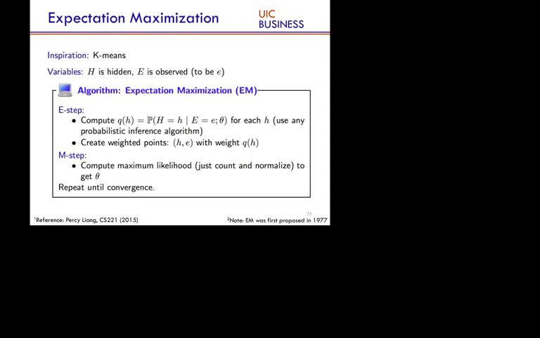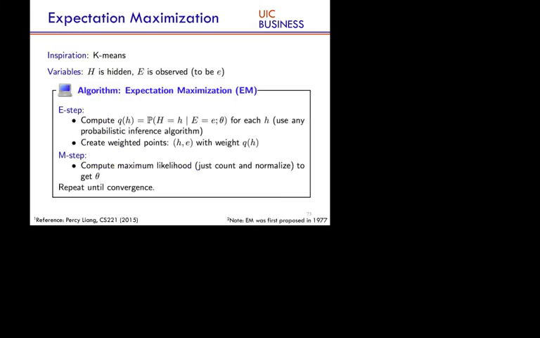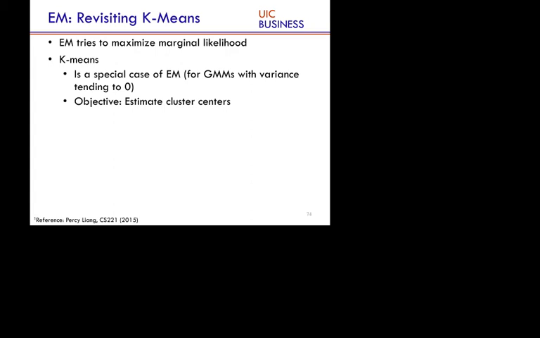Why is Q of H required? Because with Q of H, I can actually find the joint probability. Given the marginal over the hidden variable H, I can compute the joint probability. Let's again try to understand. Let's go from k-means and then get back to EM. EM tries to maximize marginal likelihood. That was the original objective, but the way it does it is different. It has 2 steps and it does something in each step, the E step and the M step.